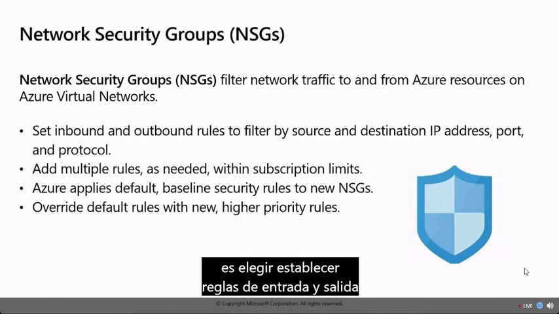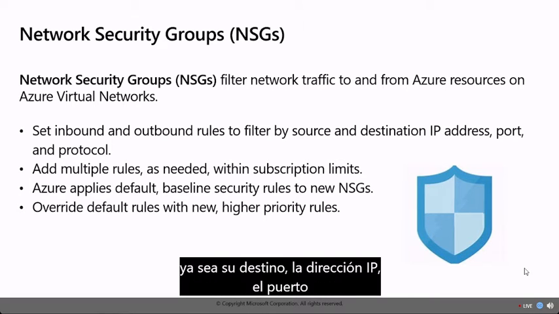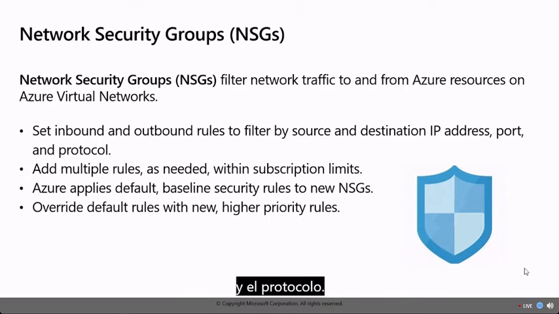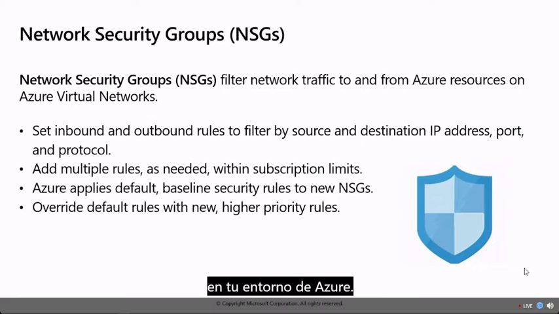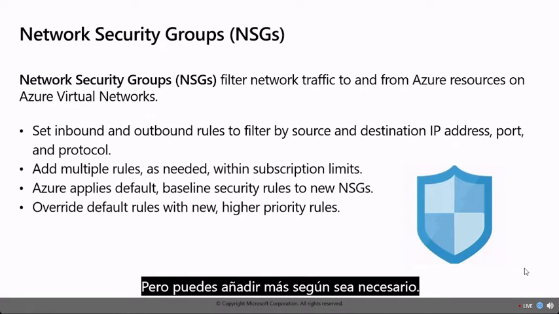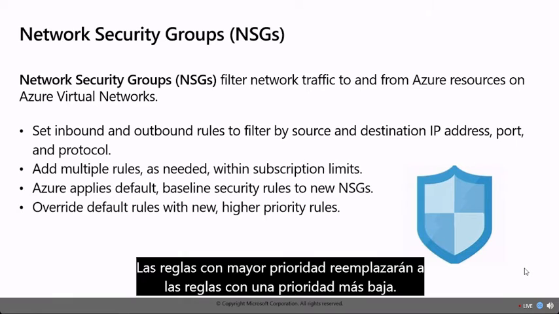So what you can do is you get to choose to set inbound and outbound rules that are filtering on a number of different levels, whether it's destination, the IP address, the port, and the protocol. Now you get to add multiple rules. There are a whole bunch already automatically configured in your Azure environment, but you get to add more as you need them. Now, you cannot delete rules, but you can override them. So, rules with a higher priority will override rules with a lower priority.